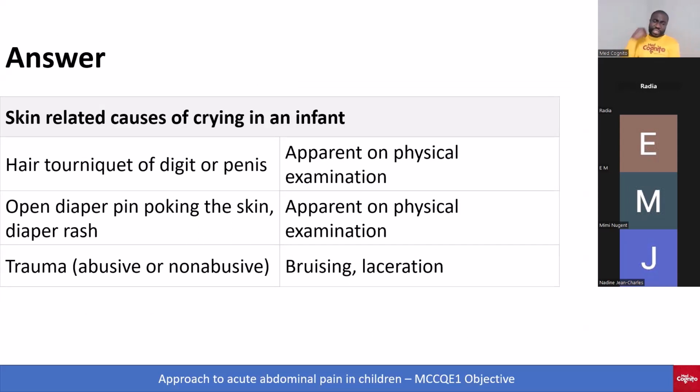What about skin-related conditions that can lead to fussing and crying in the child? It could be that there's a hair tourniquet of the digits or the penis, because maybe the mother may have long hair and it might have tied around the digits. Then it could be diaper rash. It could be trauma, and that one you can find on physical exam. Hello, doctors, please, I don't want to rush it. Are we tracking? Someone wrote eczema, because eczema can be itchy and the child can cry a lot. So we've looked at general causes of a fussing child. We are looking at dermatological causes.